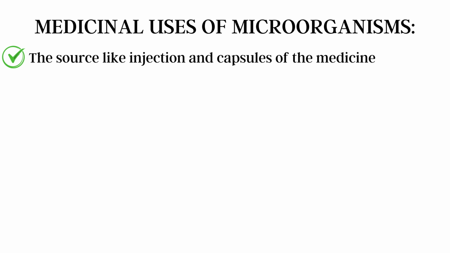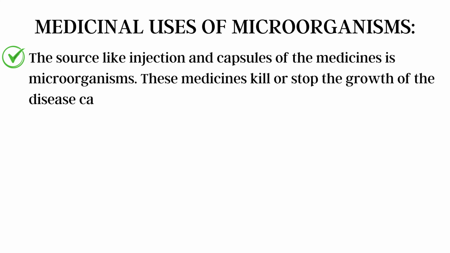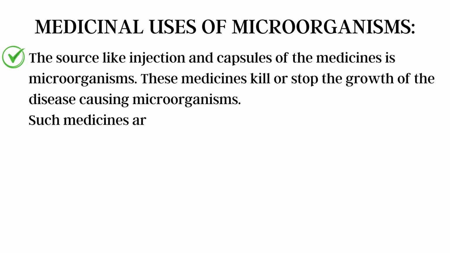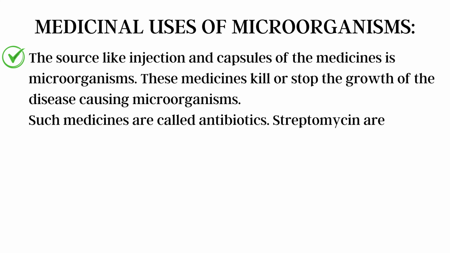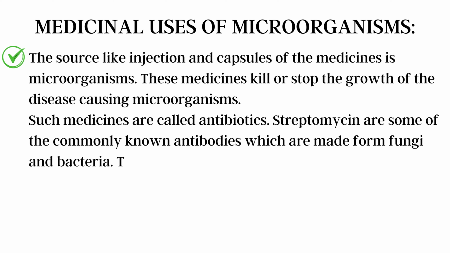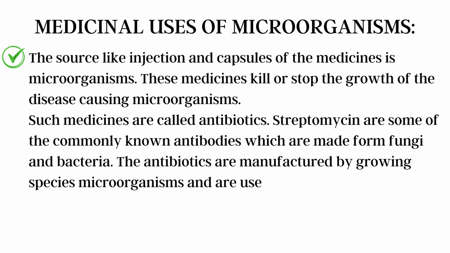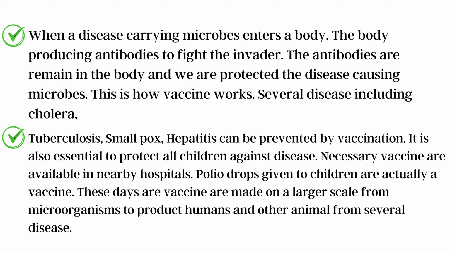Medicinal use of microorganisms. Medicines like injections and capsules come from microorganisms. These medicines kill or stop the growth of the disease-causing microorganisms. Such medicine are called antibiotics. Streptomycin is one of the commonly known antibiotics which are made from fungi and bacteria. The antibiotics are manufactured by growing specific microorganism and are used to cure a variety of disease. When disease-carrying microbes enter a body, the body produces antibodies to fight the invader. The antibodies remain in the body and we are protected from the disease-causing microbe.